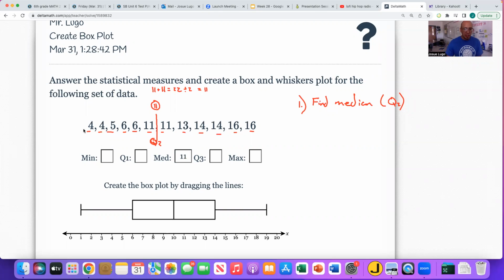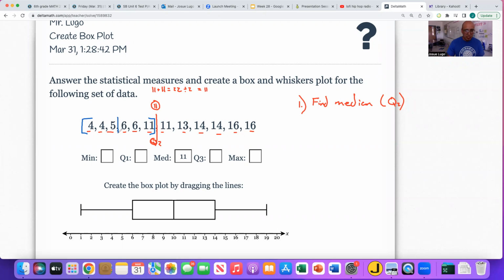Next, ladies and gentlemen, let's find our Q1. Let us look at the left side team, okay, which goes from 4 all the way to this first 11. Remember, this 11 is not the median. Okay, the median was the average of the two numbers in the middle. So that means that this 11 is actually part of the left team. It's part of those 6. And so now I need to find the median of the lower half. So I have 1, 2, 3, 1, 2, 3.